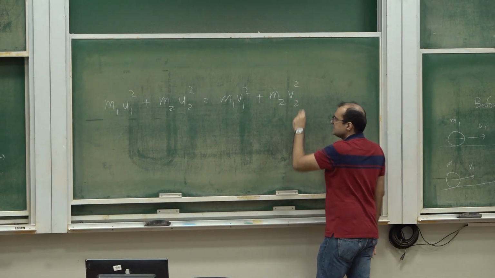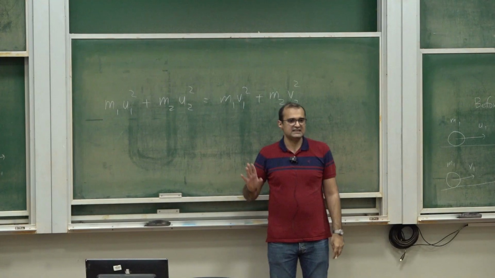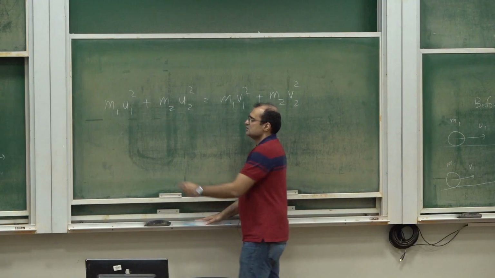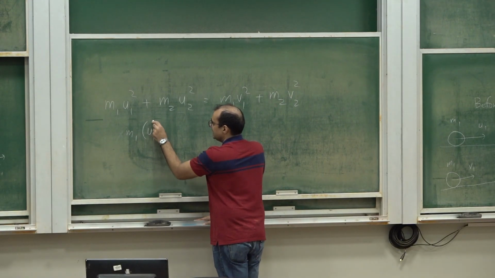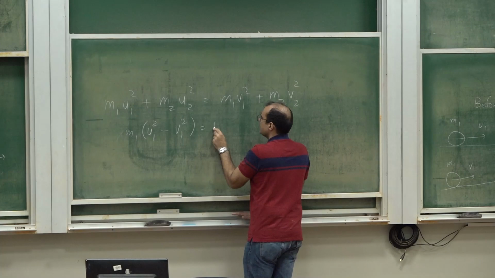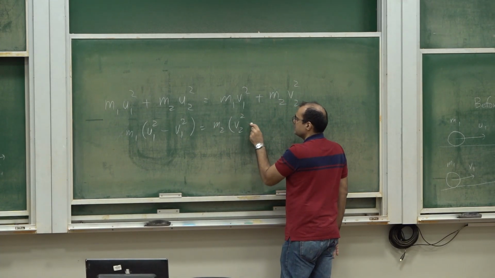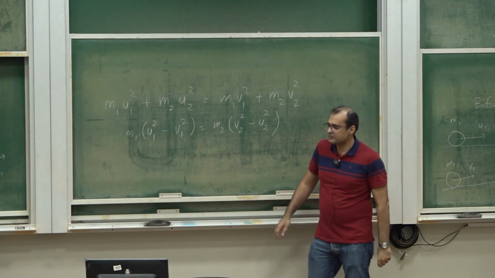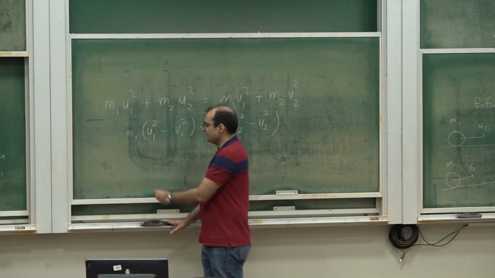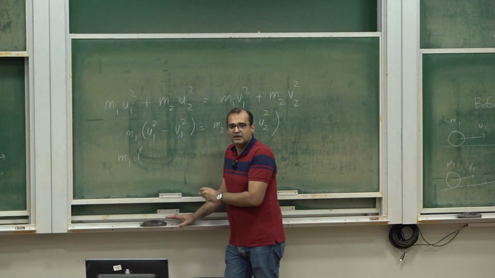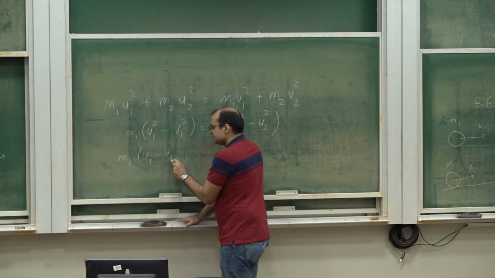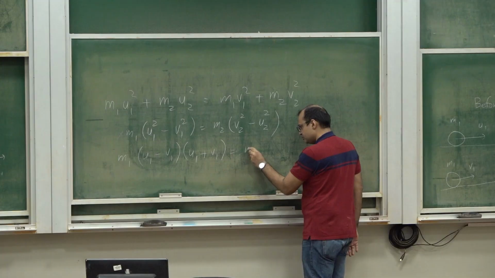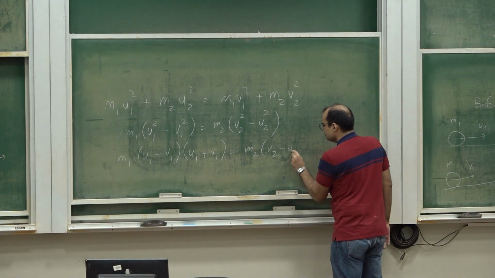And then you'll see this over and over again. The idea is just to tidy this up by bringing terms that contain m1 to one side, terms that contain m2 to the other side. So if you do that, you get m1 times (u1 square minus v1 square) equals m2 times (v2 square minus u2 square). And now you use the only thing that you remember from grade 8, which is a square minus b square is equal to (a minus b) times (a plus b). And you get m1 times (u1 minus v1)(u1 plus v1) equals m2 times (v2 minus u2)(v2 plus u2).